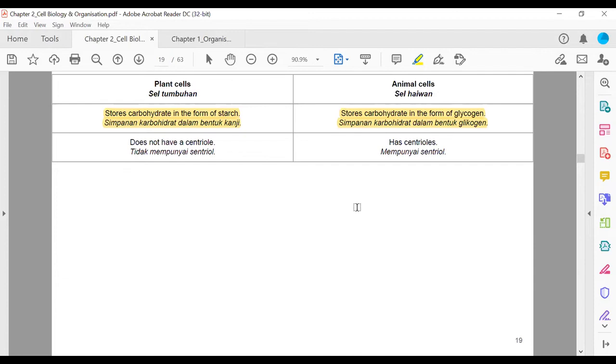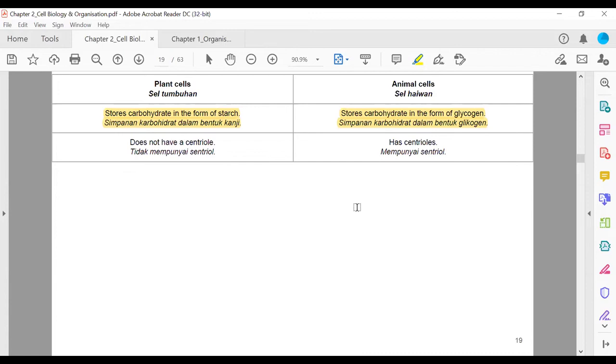So dalam tumbuhan bila ada glukos yang ekstra, glukos ini akan ditukarkan kepada starch, kanji, dan disimpan dalam struktur-struktur seperti fruits, roots dan sebagainya, in the leaf and so on. Itu maksud stores carbohydrate in the form of starch. Simpanan karbohidrat dalam bentuk kanji.